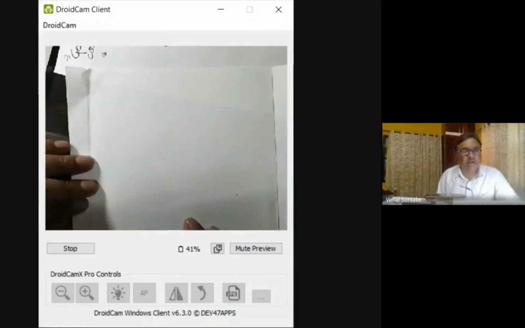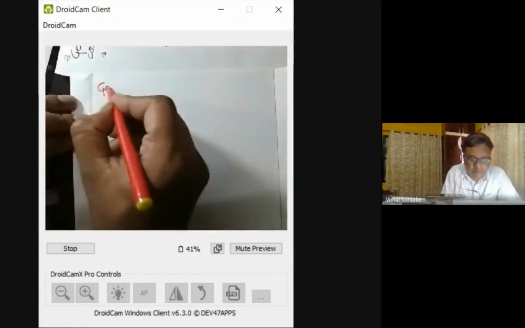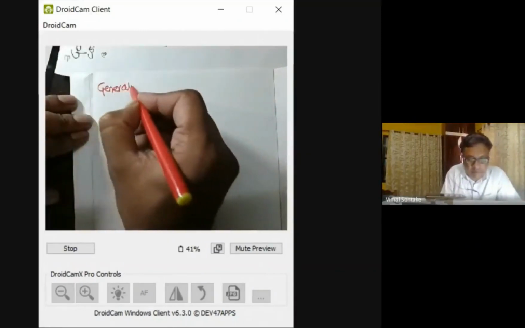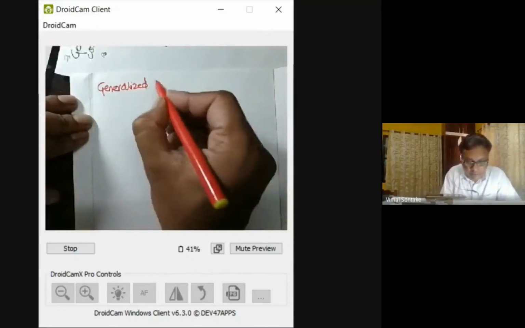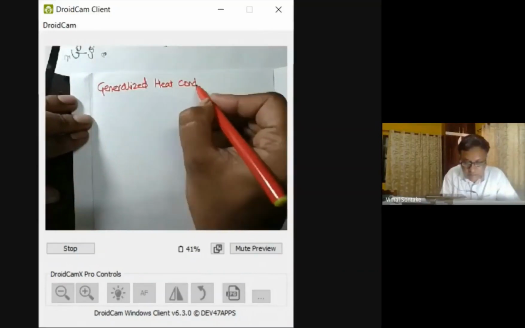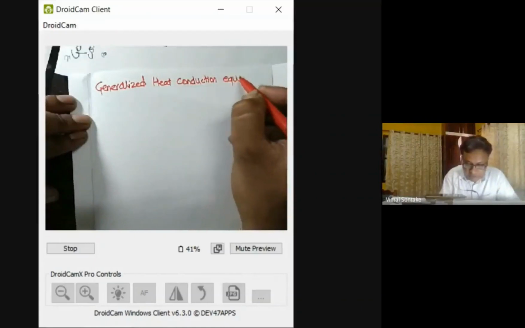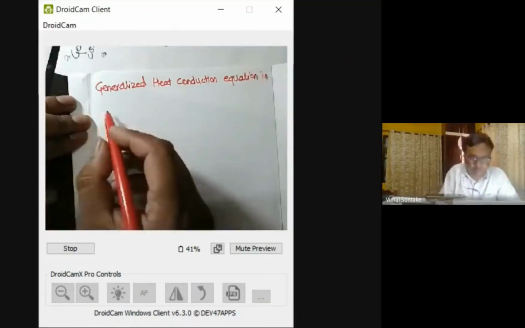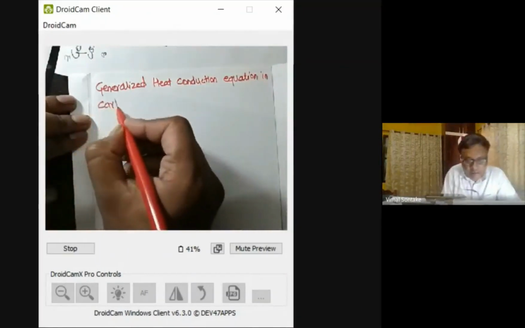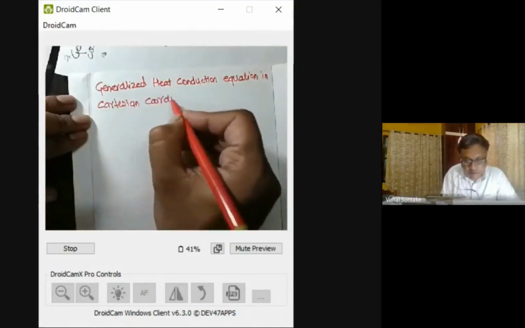Let us derive generalized heat conduction equation in Cartesian coordinates.